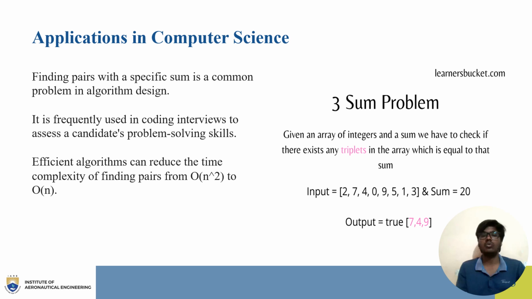For input 2, 7, 4, 0, 9, 5, 1, 3 and the sum 20, adding three numbers gives the target sum. The output is 7, 4, and 9. By adding these numbers we get 20, which is the target value. So 7 plus 4 is 11, plus 9 is 20. We can obtain the target value. In this way, it helps build problem-solving skills in computer science.